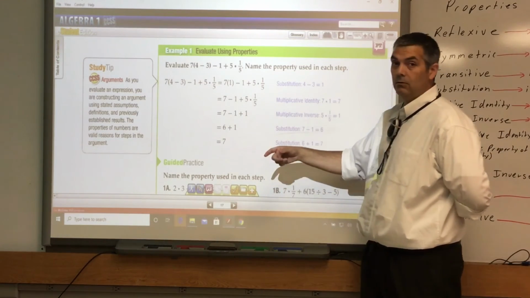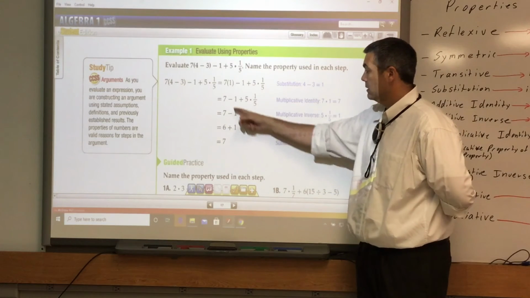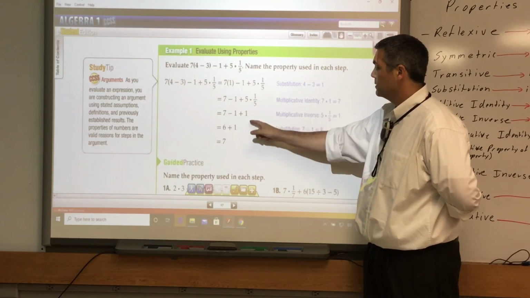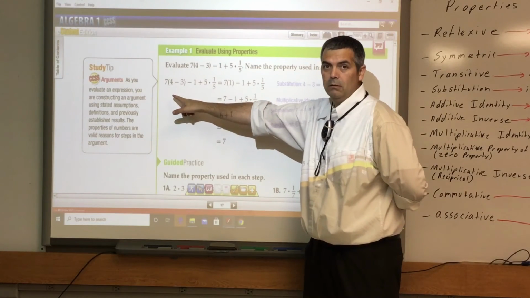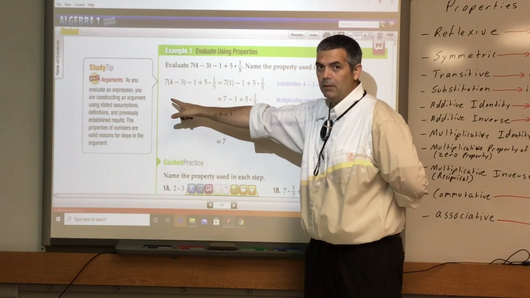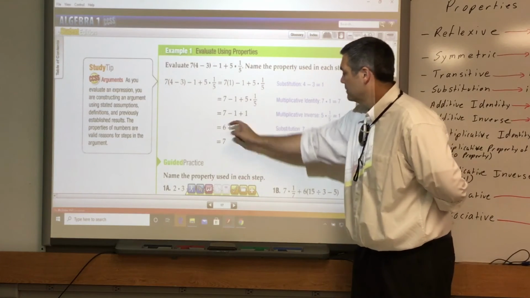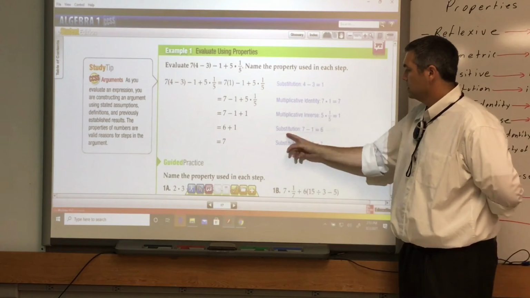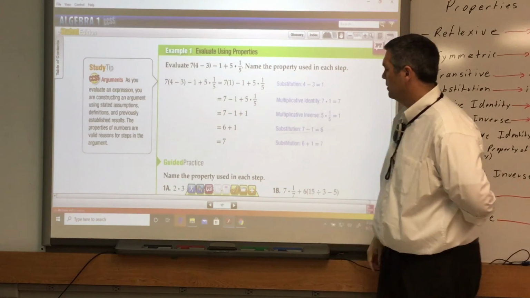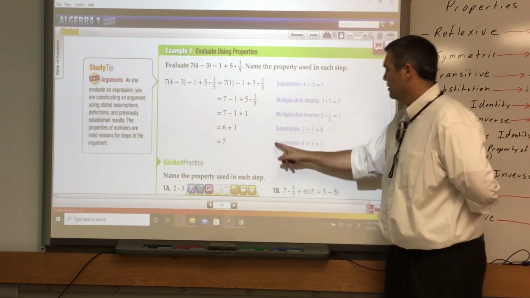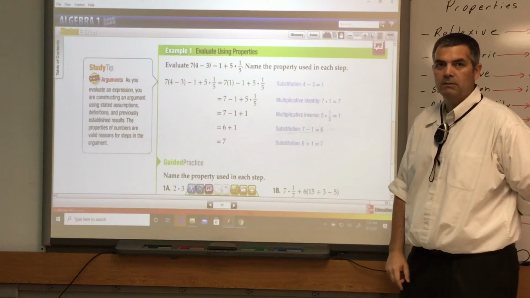So, and I'm going to make you do this, so you better be ready to do this. Then they did 7 minus 1 plus 1. Well, this is the same thing as what we did over here. We did the subtraction. But subtraction is not a property, so we need a property. So we substituted in the 6. So 7 minus 1 equals 6, so we substituted it in. 6 plus 1, added together, 7. Substitution: 6 plus 1 is the same as 7.